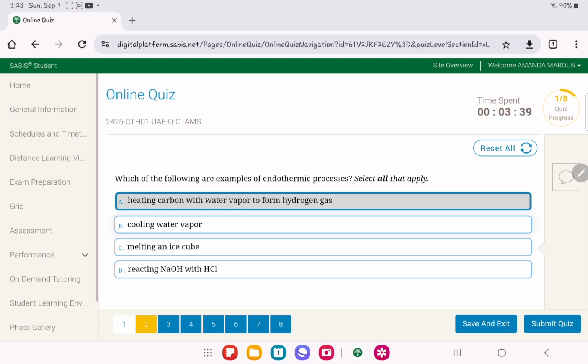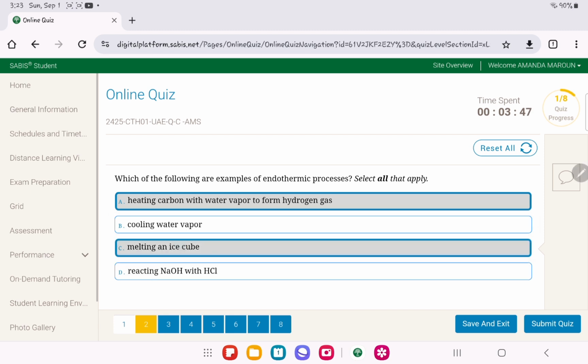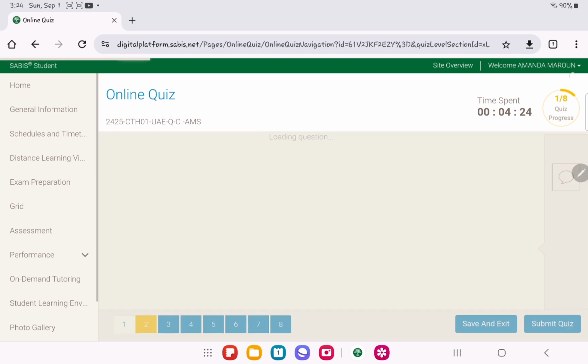Melting an ice cube, however, you are giving heat to the ice cube. You're changing it from a solid to a liquid. So you are giving more heat for the particles to move faster. So yes, it will take in the energy, so it is endothermic. And if they tell you just reacting, you will not know. So as we said, the reacting will not be considered because we don't know if it's taking in heat or releasing heat.